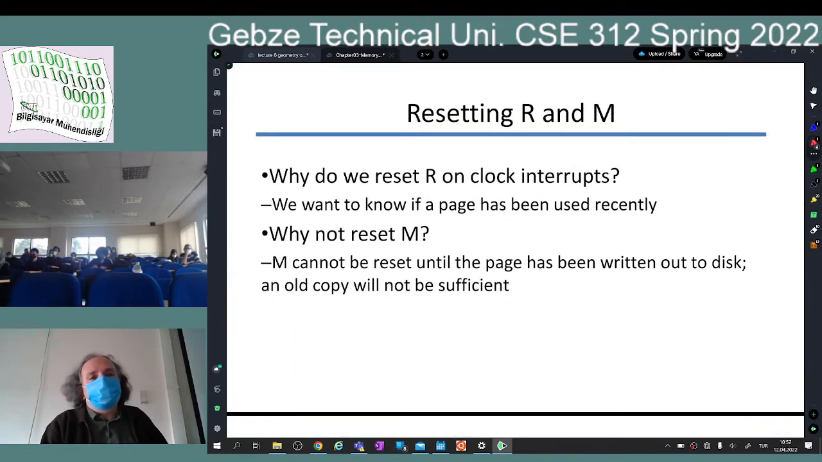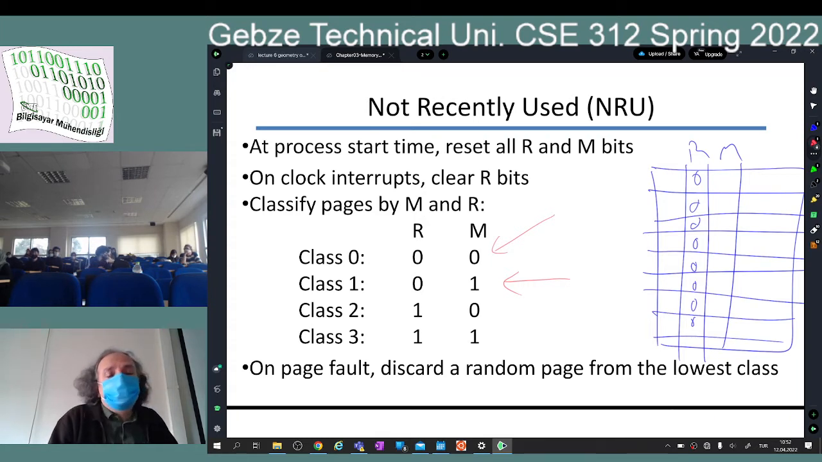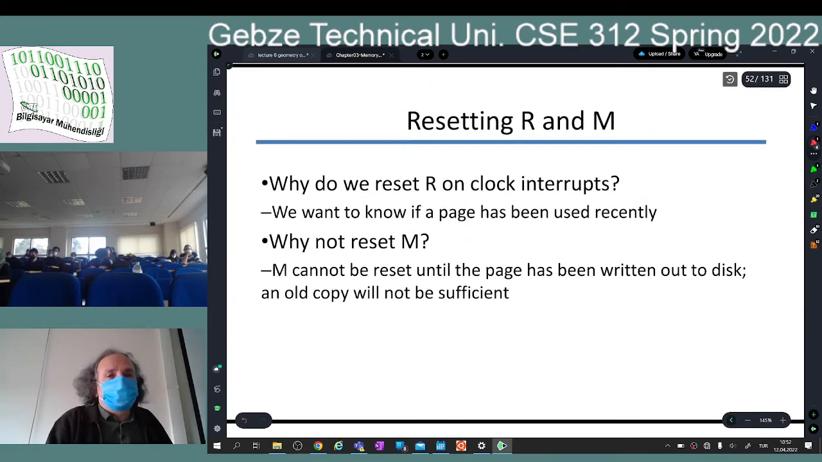Resetting M and R bits. Why do we reset R on clock interrupts, and why are we not resetting M? Why are we making all those R's 0 and not the M's? If I don't reset anything, soon these will all be ones, right? Everybody will be referenced and everybody will be modified, so there will be no difference between them. By resetting the R bits every clock interrupt, I know who was accessed in the last 50 milliseconds between the two clock interrupts. That's why we reset the R bit on clock interrupts.